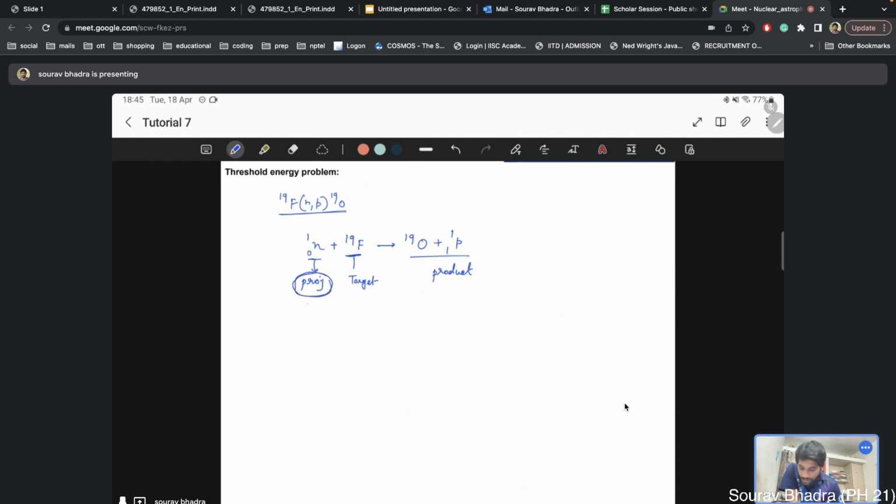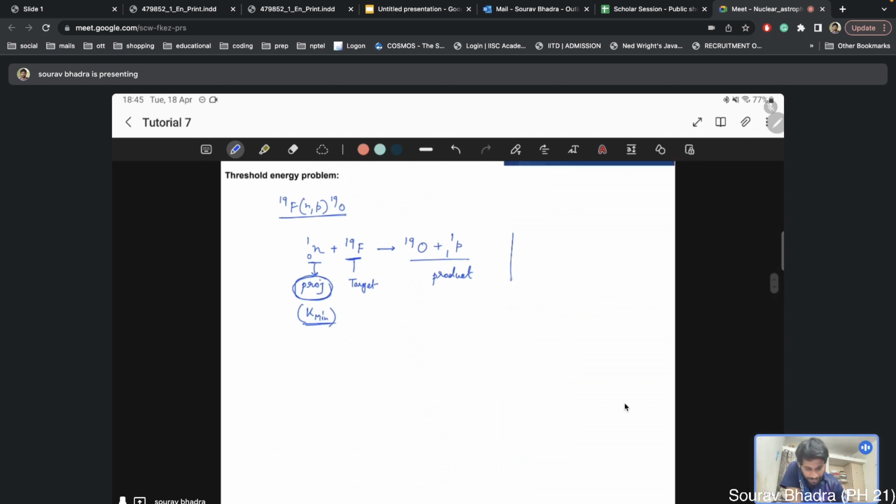That means the minimum kinetic energy, the K minimum of the projectile, we want to calculate. How will we do that? For simplicity, I am writing this as x plus X going to Y plus y. That means small x is neutron, capital X is fluorine, capital Y is oxygen, and small y is proton. Otherwise I have to write every time 19F, 19O, 1N. That's why I am writing it this way.